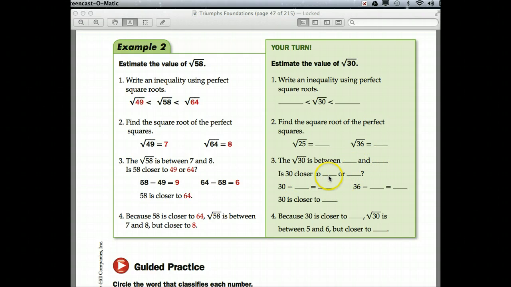Is 30 closer to 25 or closer to 36? So 30 minus 25 is 5. 36 minus 30 is 6. So 30 is actually closer to 25, isn't it? So because 30 is closer to 25, the square root of 30 is between 5 and 6, but it's closer to 5. Very good job, guys.